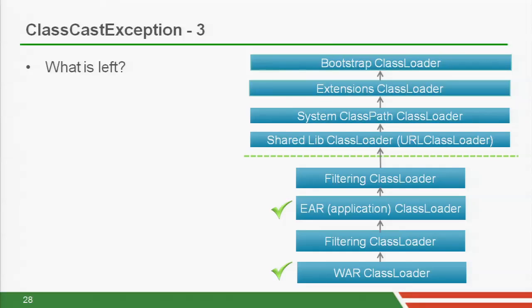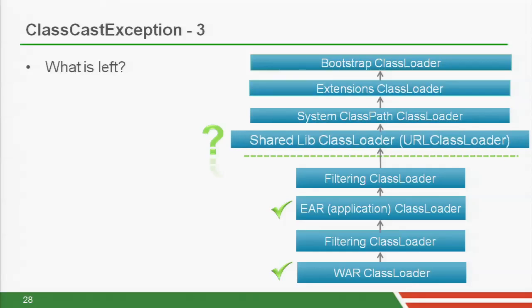And the question is, is this enough? Is anything else left that has to be done? And this is the one question that remains. Because this class loader sits between the system class loaders and the application class loaders, it can in theory have exactly the same issue as before with the ClassCastException. But it does not have a filter above it.